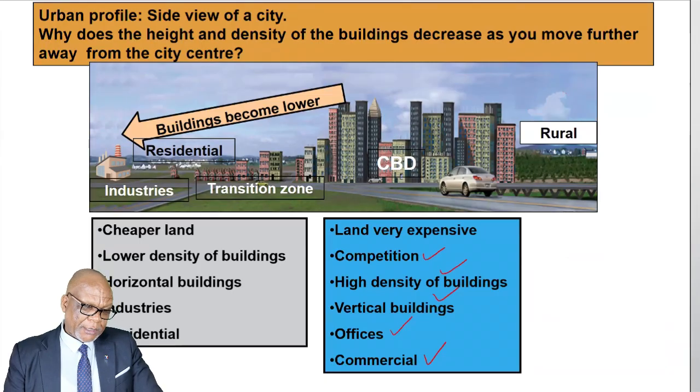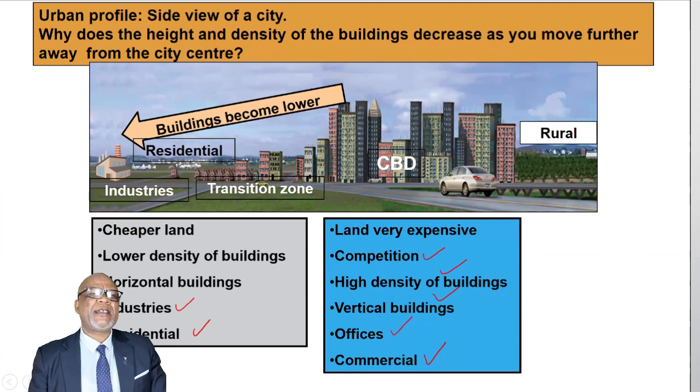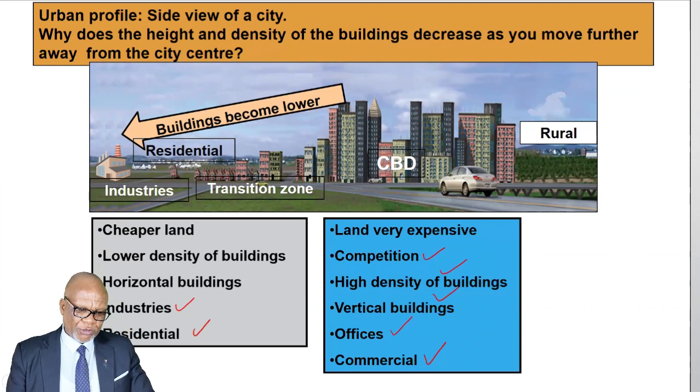And away from the city center, we find industries and you find residential. I don't think you have seen a double story of industry, unless that is a very light industry that makes clothes. You can have double story, but most of the industries will be single stories.